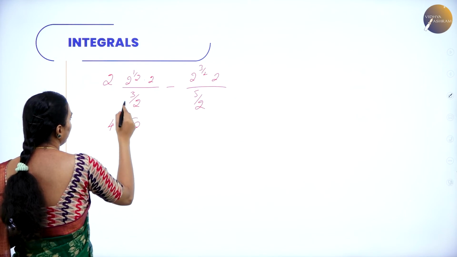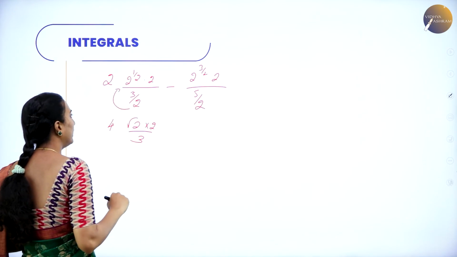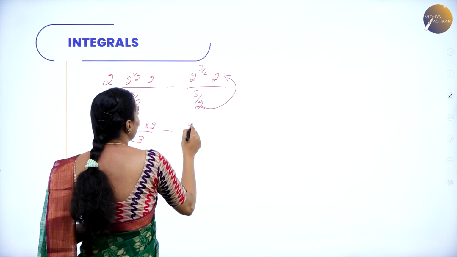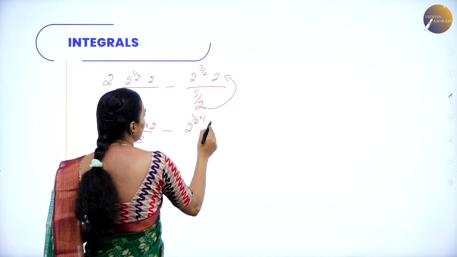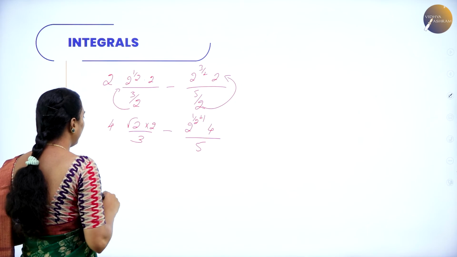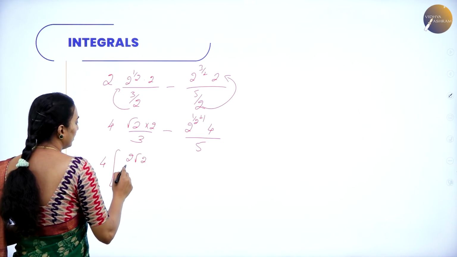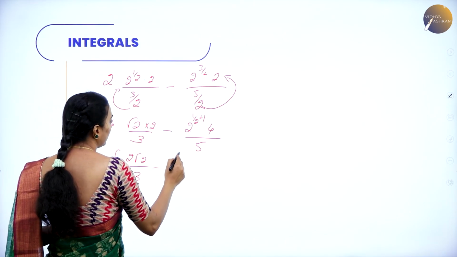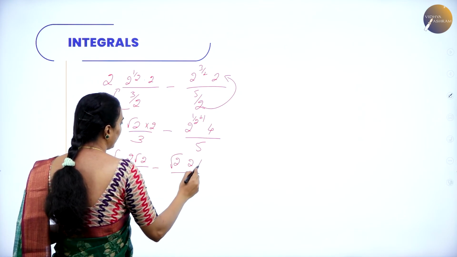Again this 3 by 2 will go to the numerator, 2 divided by 3. See, this 2 will go to the numerator, right? So 2 by 3 minus, again this 2 will go to the numerator. 2 to the power of 3 by 2 can be written as, 1 by 2 plus 1, 2 into 2, this 2 will become 4 divided by 5. Now you can take out 4 as a common factor. If you take out 4 common, remaining is 2 root 2 divided by 3 minus, you can have here 2 to the power of 1 by 2 is root 2, into 4 I have taken already out, divided by 5, correct?